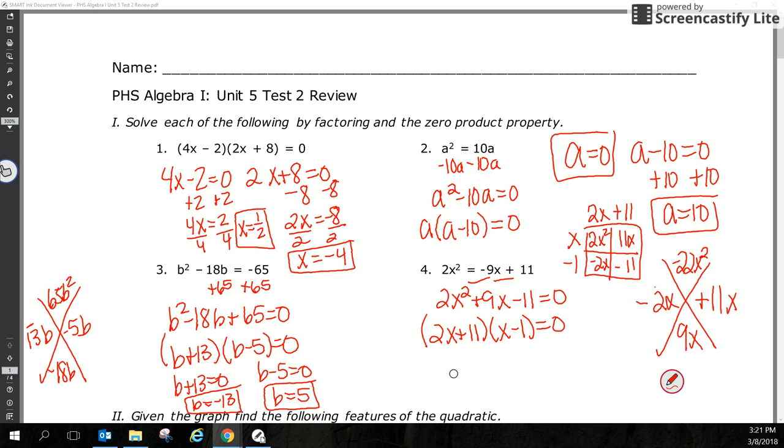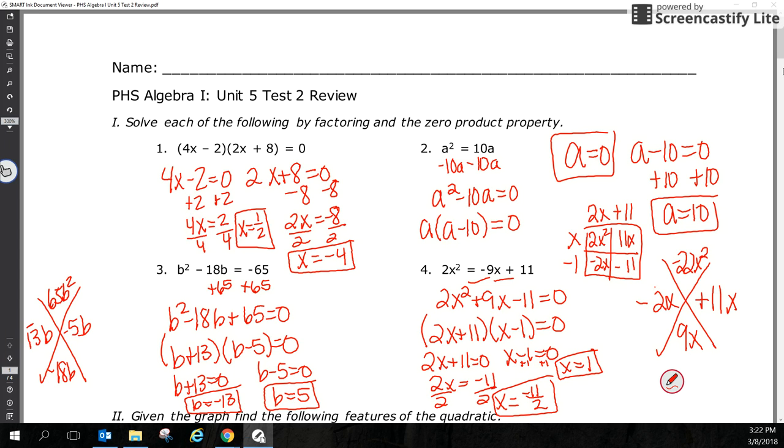And then I'm going to split both of those up and set them both equal to 0. So here 2x would be equal to -11, and then dividing by 2, x is equal to -11/2. That's one answer. Over here, I'm going to add 1 to both sides, so x is equal to 1. All right, that's 1 through 4.